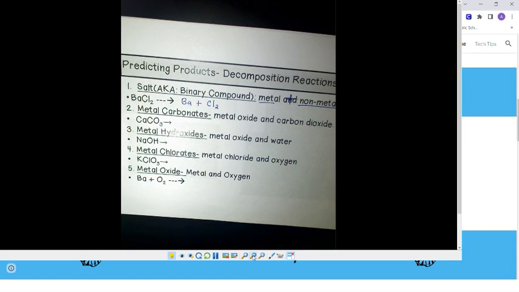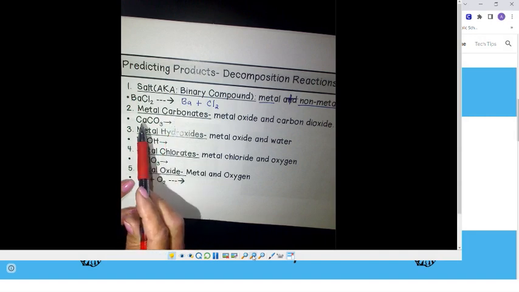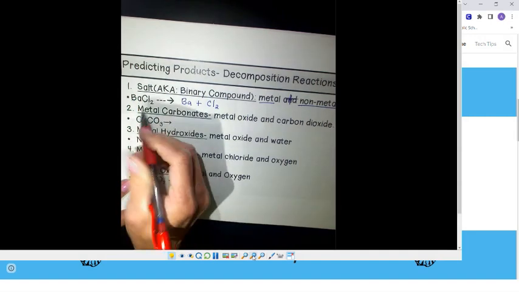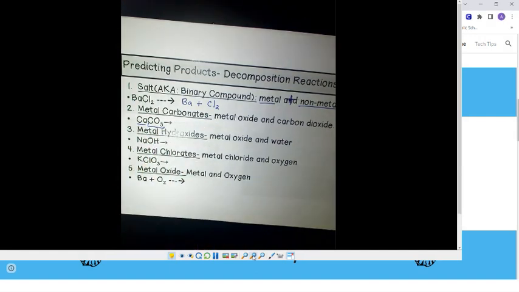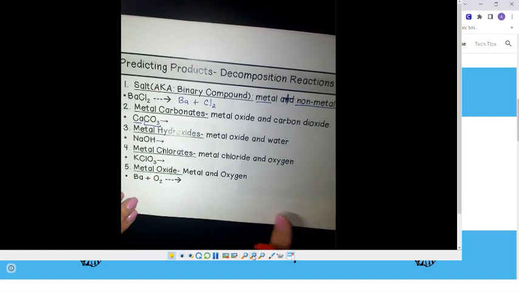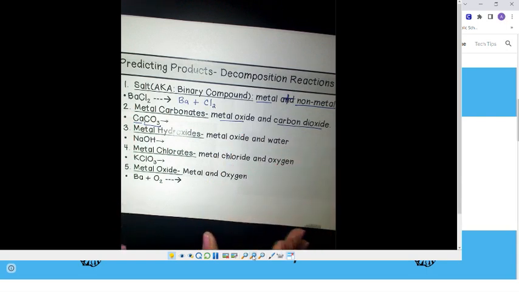So our next type is if we have a metal carbonate. So a metal combined with carbonate will break into a metal oxide and carbon dioxide. Give me a second to write that down, then we'll predict the product here.